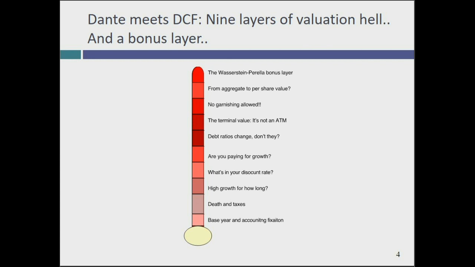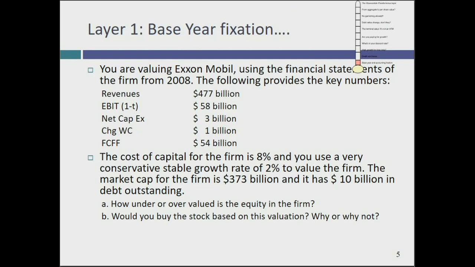That terminal value, that big number, and definitely not to be treated as an ATM. The garnishing we do after we say we're done. Then getting from aggregate to per share value. And finally, we'll revisit a test we ran in session 2. Let's see if you remember the right discount rate to use on cash flows. Ready? Let's start the test.